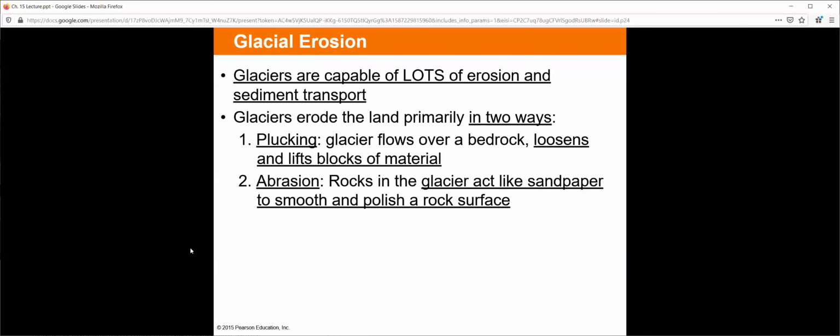Glaciers are capable of lots of erosion and sedimentary transport, right? As we talked about before, these are gigantic chunks of ice, and they kind of do what they want. Glaciers erode primarily in two ways, either plucking or abrasion. Plucking is when the glacier flows over bedrock, loosening and lifting up blocks of material. Abrasion occurs, essentially, as the name implies, when a glacier acts like sandpaper to smooth and polish a rock surface.